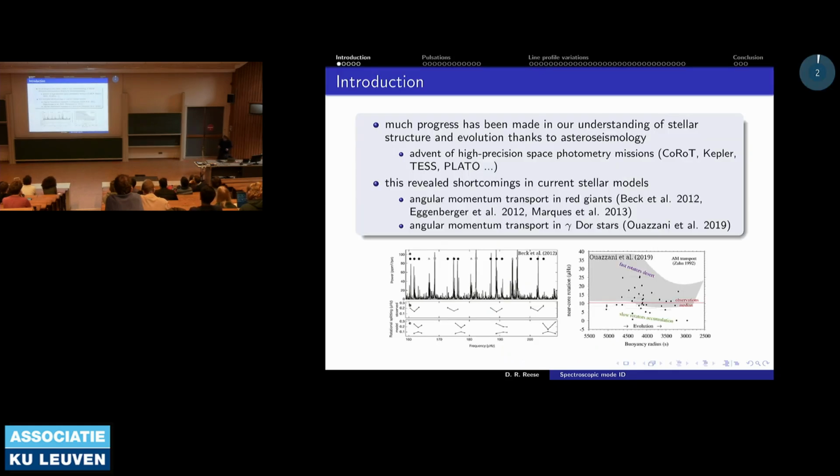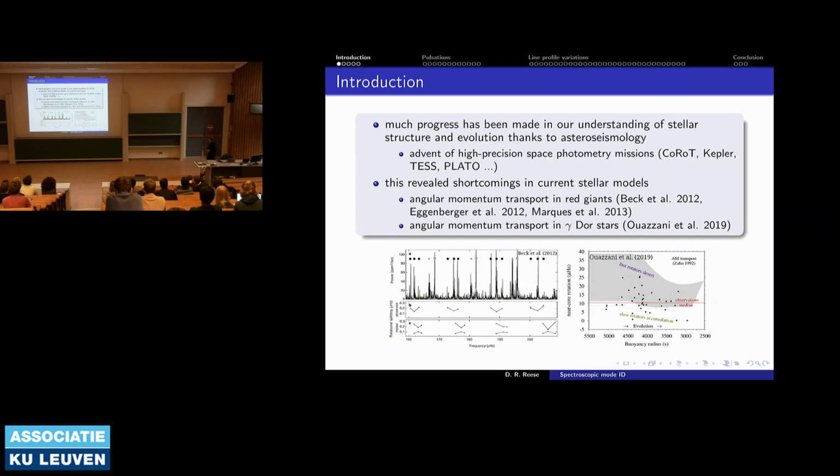Okay, so just to give a general introduction, a lot of progress has been made in our understanding of stellar structure and evolution thanks to asteroseismology. We have the advent of high precision space missions such as CoRoT, Kepler, TESS, and we're looking forward to PLATO. And this has also revealed a certain number of shortcomings in current stellar models.